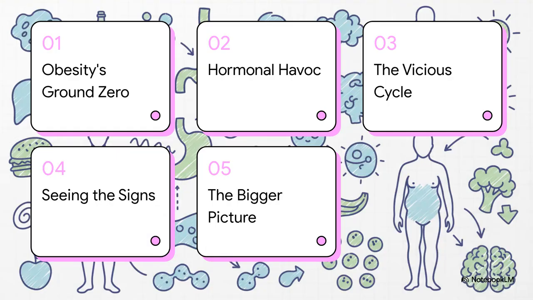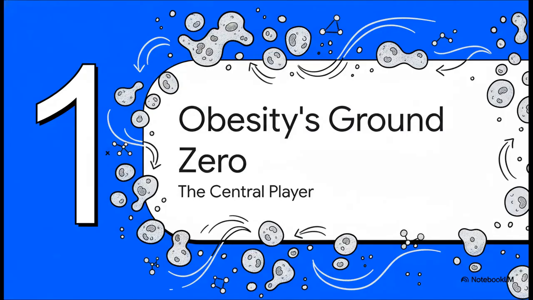Okay, so here's the game plan. We're going to start at ground zero with adipose, or fat tissue. Then we'll get into the hormonal chaos that can happen. From there, we'll trace the body's vicious cycle, see how all this internal stuff actually shows up on the outside, and then finally, we'll zoom out to look at the bigger picture. Let's do it. So first up, section 1.